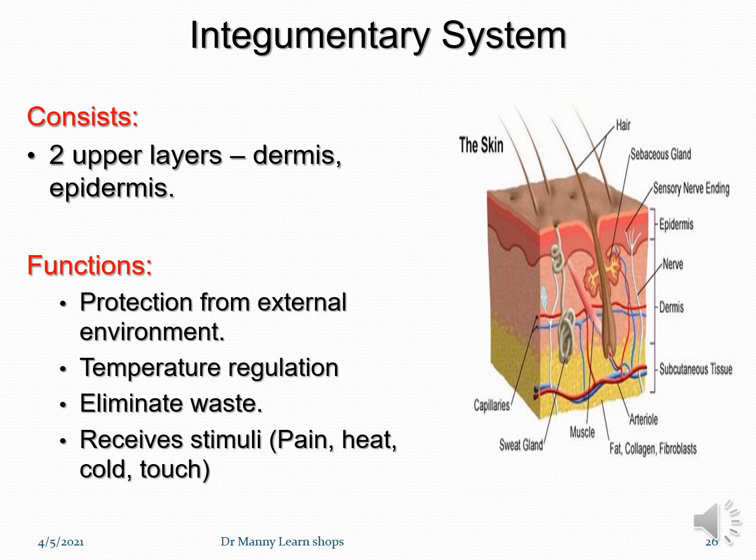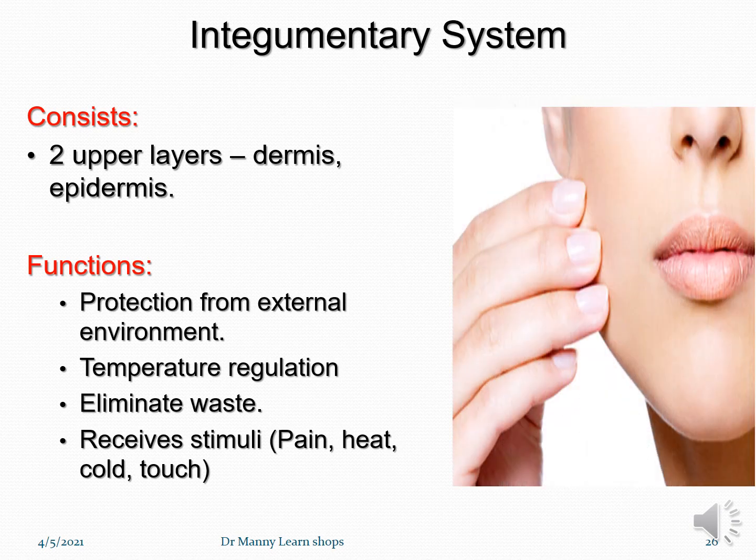And essentially, the function of the integumentary system is to protect you from the external environment. It helps with temperature regulation. It helps to eliminate waste, sweat, salt. It receives stimuli from the outside, which again tells you about pain, heat, cold, and anything related to touch. The face has a lot of sensory receptors, a very sensitive area.